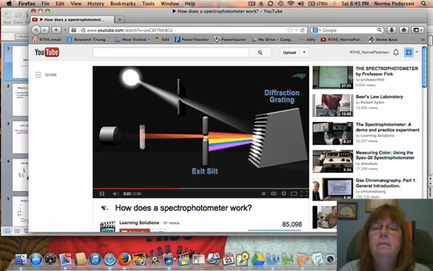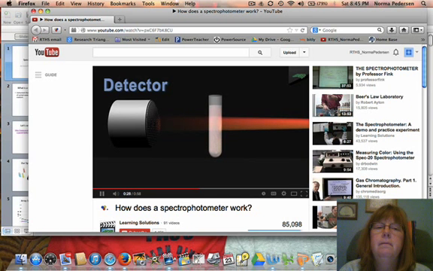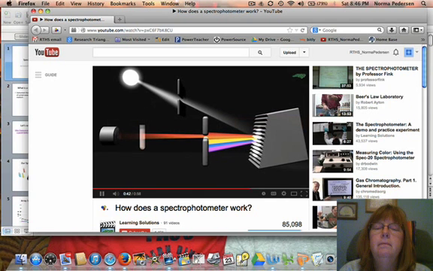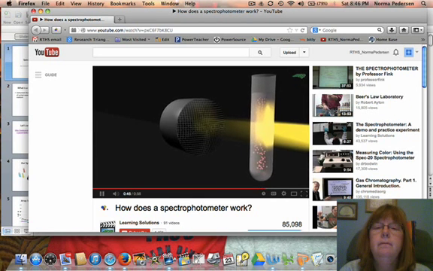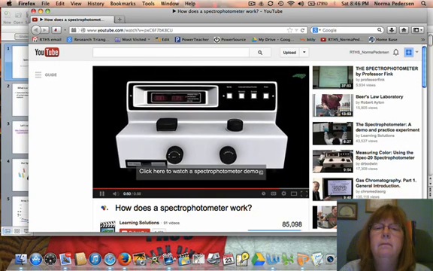Then the light interacts with the sample. From this point, the detector measures the transmittance and absorbance of the sample. Transmittance refers to the amount of light that passes completely through the sample and strikes the detector. Absorbance is a measurement of light that is absorbed by the sample. The detector senses the light being transmitted through the sample and converts this information into a digital display.